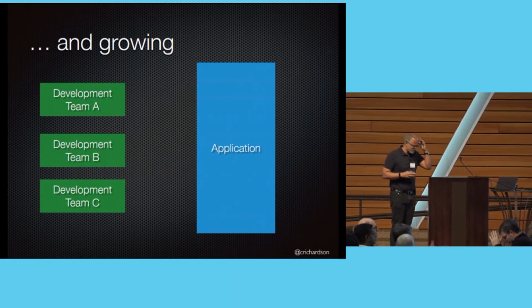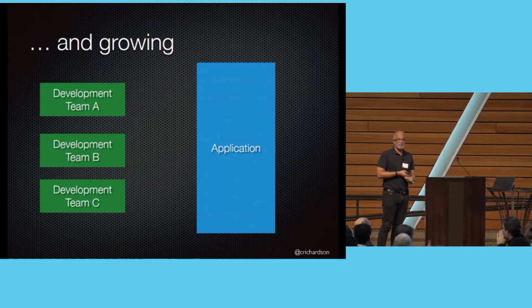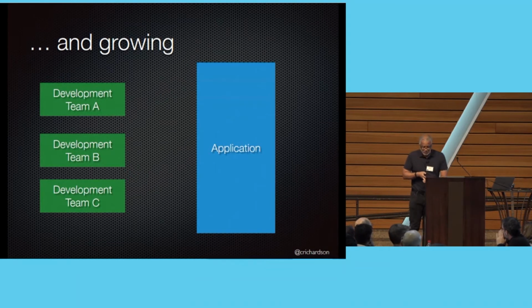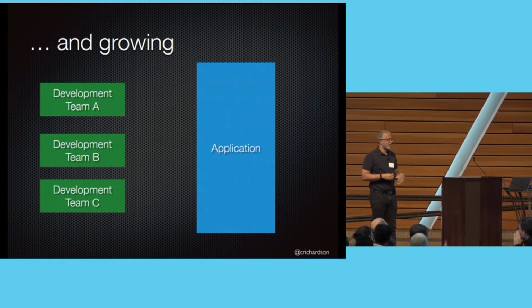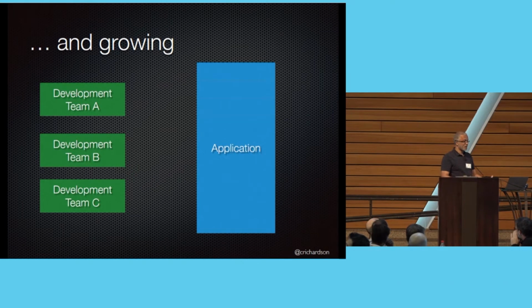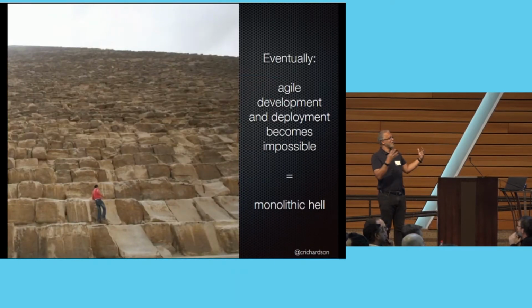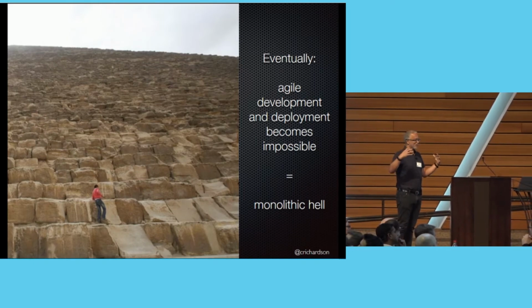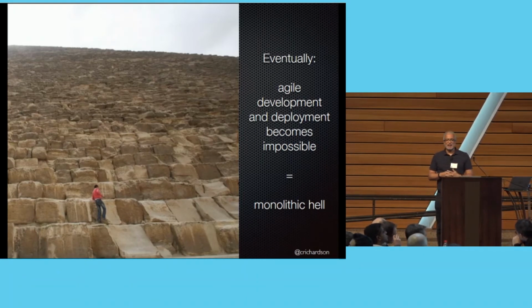For instance, one client I visited recently had a WAR file that was 1.2 gigabytes of code. That's 10 years of development. Another client I visited had about 1.5 million lines of code: 750,000 lines of stored procedures and 750,000 lines of Java code. That was the result of 10 years of steady development. When you have something that large, any notion of agility is impossible. You're basically in what I call monolithic hell.